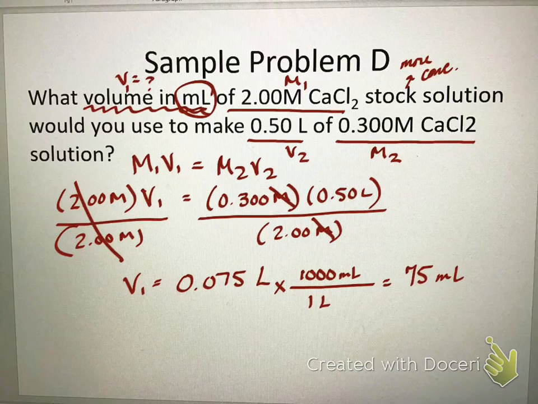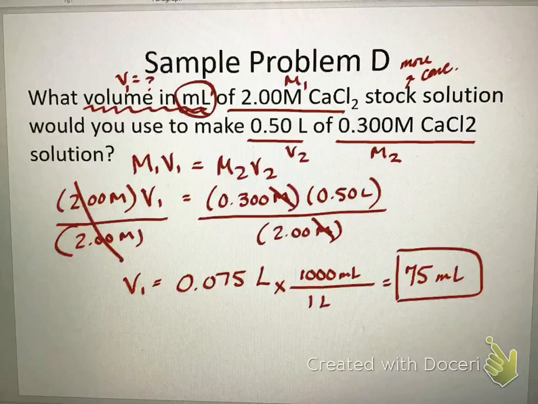75 milliliters. So that is how much of our concentrated solution we're going to need to dilute in order to make half a liter of 0.3 molar calcium chloride.